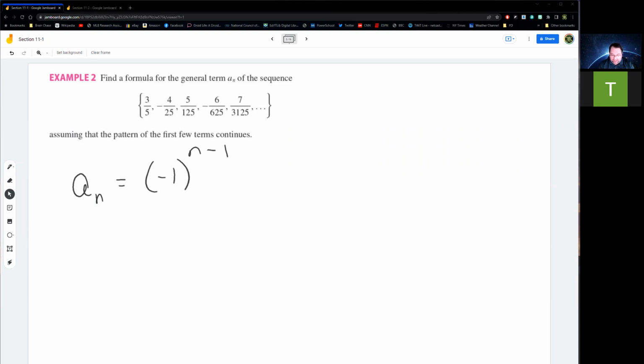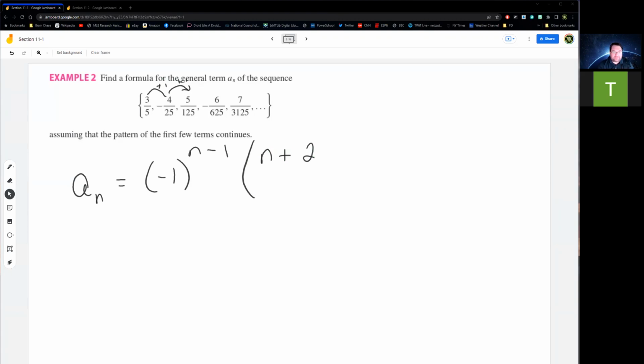The next thing we want to look at is my numerator and my denominator. If we're looking at the numerator in this case, it's going up by 1, right? So that's +1, +1, and so on and so forth. So my numerator is going to be n plus 2.